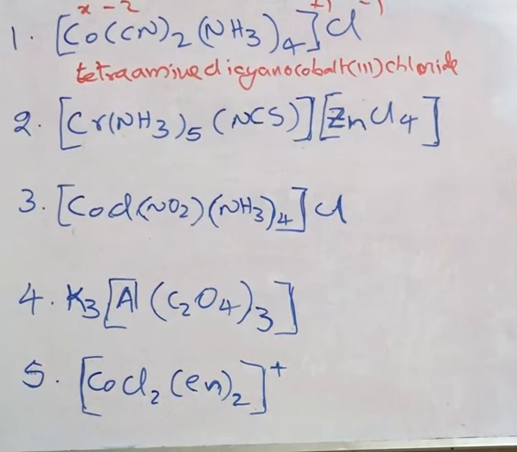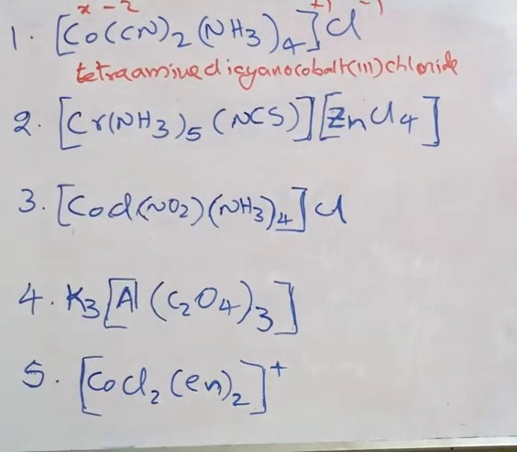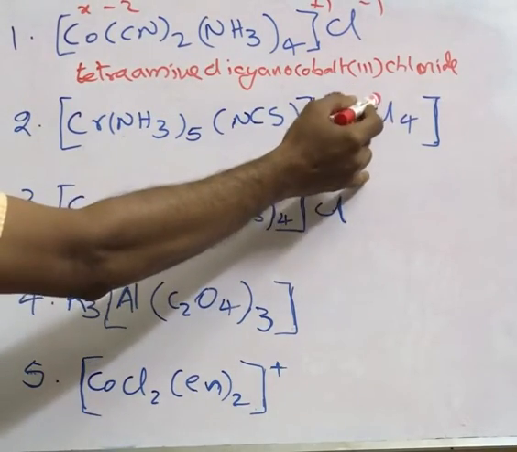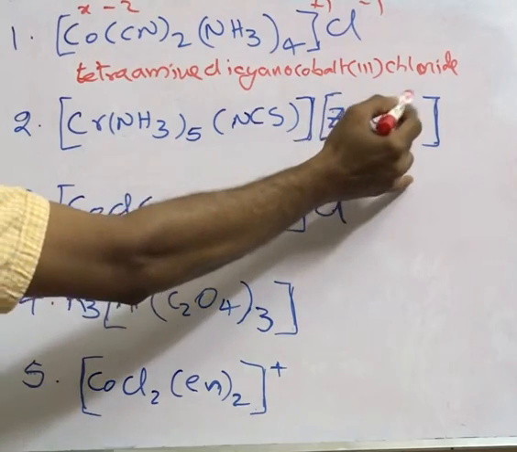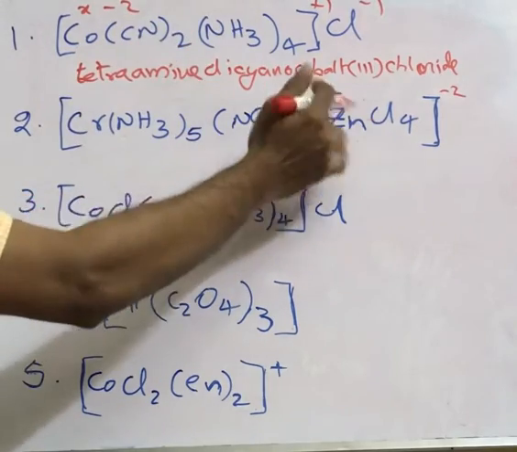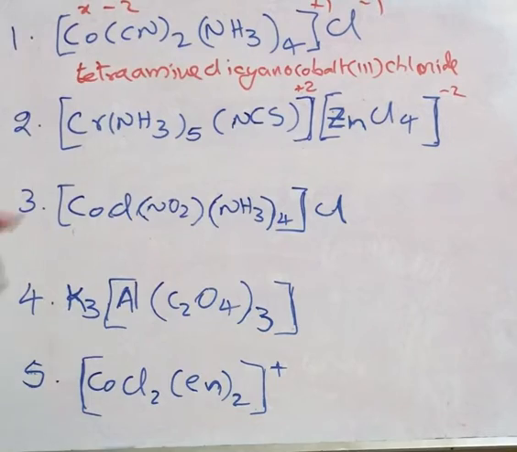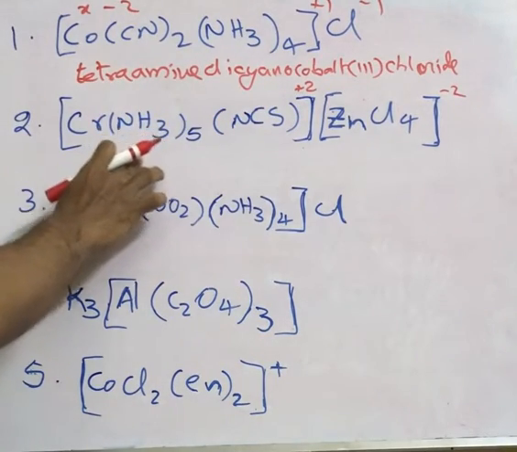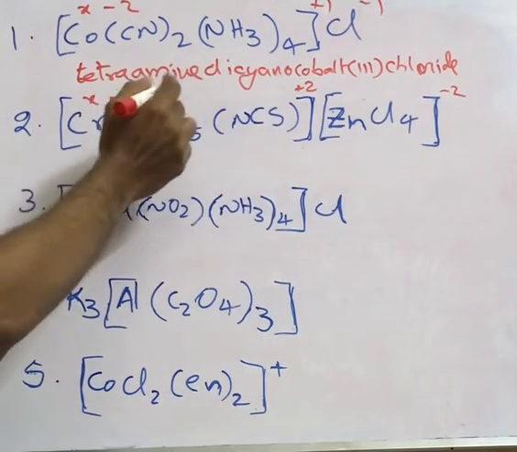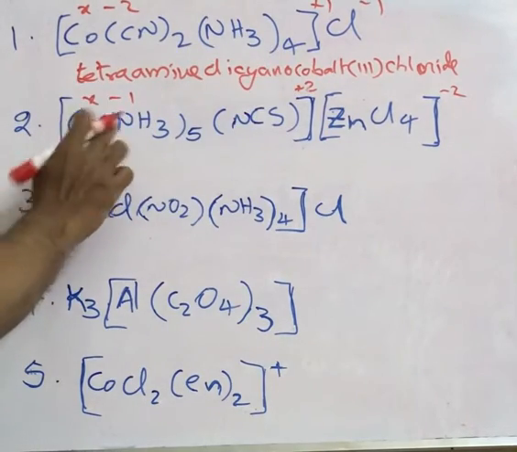The second one, if you can see, I have two coordination entities. One will be positive, another will be a negative entity. Here, zinc is +2 generally, and chlorine is -4, so -4 plus 2 is -2. So this entity becomes -2, and if that entity is -2, the other entity becomes +2. If it is +2, then amine is neutral, and NCS is -1. So X -1 equals 2, so X equals 3, chromium is 3.